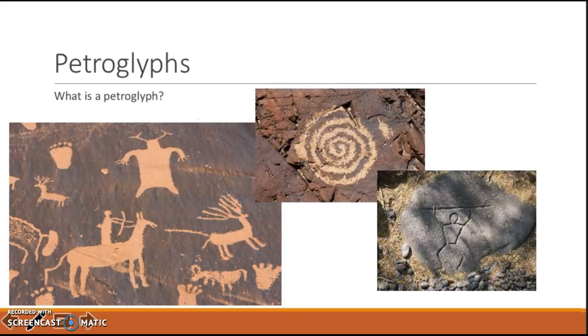Petroglyphs. What is a petroglyph? A petroglyph is an image created by rock carvings. The image is made from carving a layer of rock until a lighter or different shade of rock is exposed. The word petroglyph is derived from the Greek words petro, meaning stone, and glyph, meaning carving.